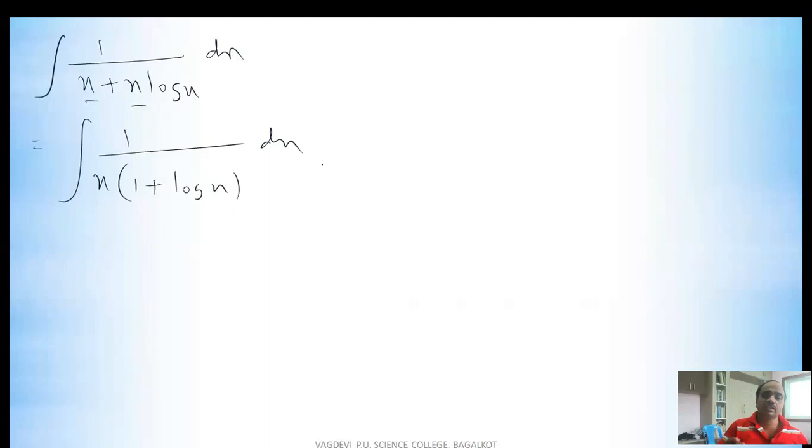Take x common. Now we can easily identify log x is the main function. Its derivative is 1 by x. 1 by x is there, 1 by x into dx.